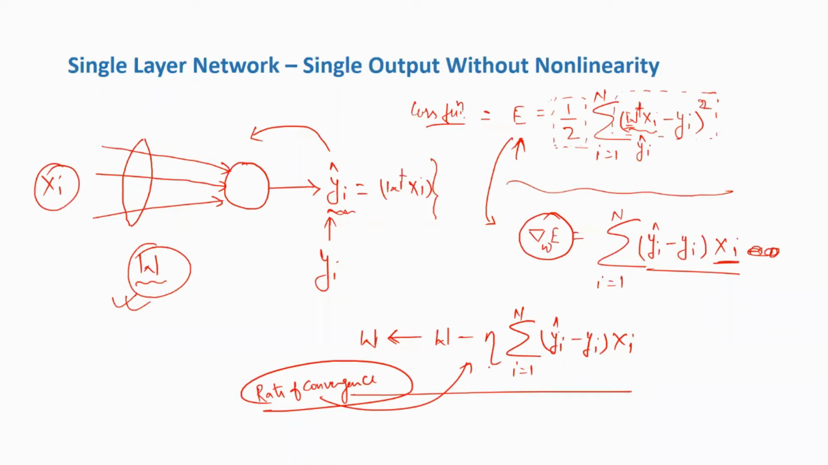When the value of eta is high, the rate of convergence will be faster, right? And when the value of eta is very low, the rate of convergence will be slow. Is it clear, guys? Convergence means how soon the network will be stabilized, or how soon the training of the network will be completed. That is decided by this term eta, some constant. When the value of eta is higher, it means W minus some higher value.